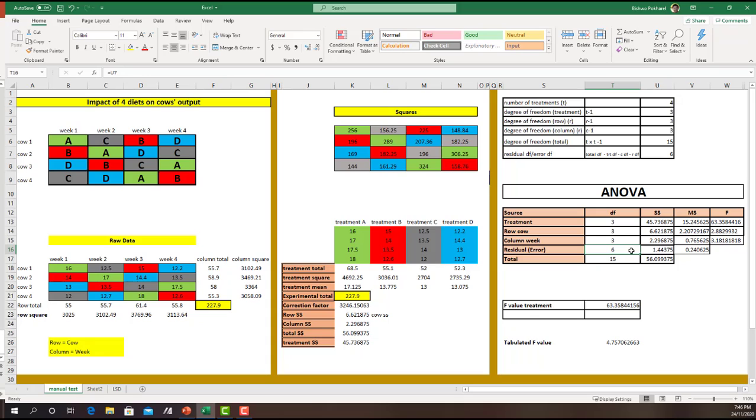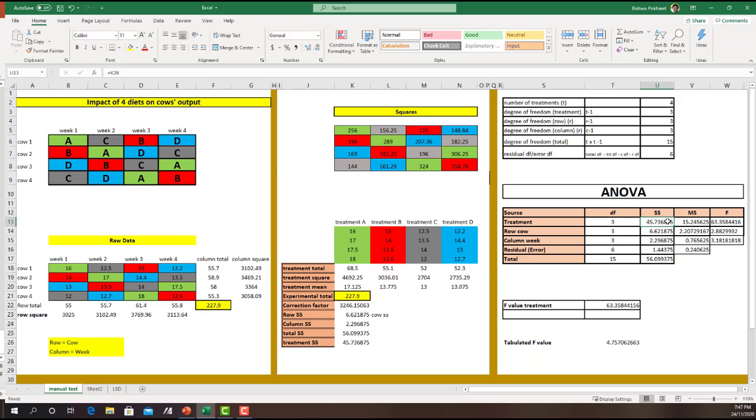So that's what I was saying to you guys. The residual error degree of freedom is quite low here. So if you want to increase it, either you have to increase the number of cows and number of weeks. That means there will be more treatments, 5 treatments or 6 treatments or 7 treatments, or you have to repeat the experiment, or you can make a crossover kind of design, making either row constant but increasing the column, or making column constant and increasing the rows.